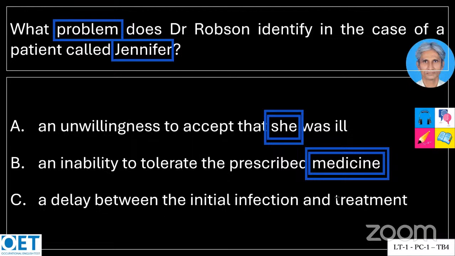A delay between the initial infection and treatment. Who will give treatment? The doctor. So here the doctor is the problem. Here she is the problem, here the medicine is the problem, here the doctor is the problem because of the delay. The doctors did not diagnose and treat the initial infection. There is a lot of delay. So the problem is Jennifer, the medicine, the treatment. You should understand how this is trifurcated. You know the word bifurcated, but you do not know the word trifurcated, right? That's the point, trifurcated.